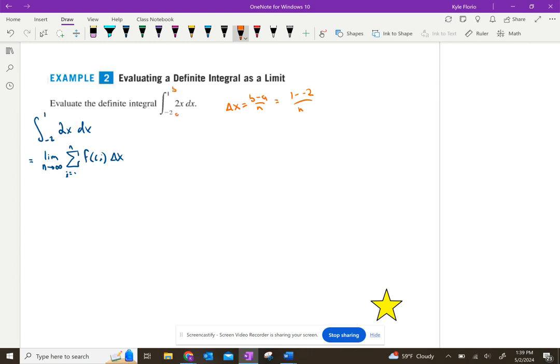All right, a to b. And that's going to be 3 over n. So we got delta x. And then to find c_i, we're going to start at a and go over delta x i times. A is -2, and delta x is 3 over n. So it's going to be -2 plus 3i over n. So now I got c_i.